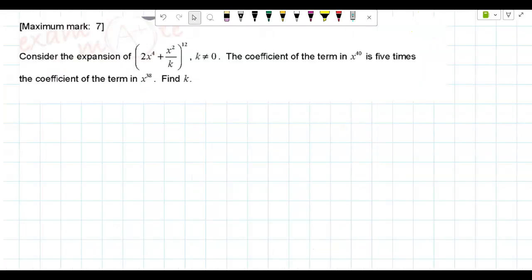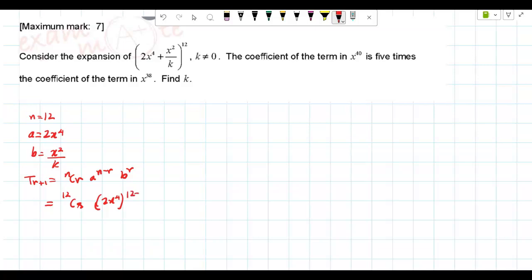First thing that you'll do is find the general term of the expansion. Your n is 12. Your a is 2x raised to 4. b is equal to x square upon k. I will apply the formula T r plus 1 is equal to nCr, a raised to n minus r, b raised to r. Substitute, so 12Cr, a raised to 12 minus r, correct? b raised to r. So that means 12Cr, 2 raised to 12 minus r.